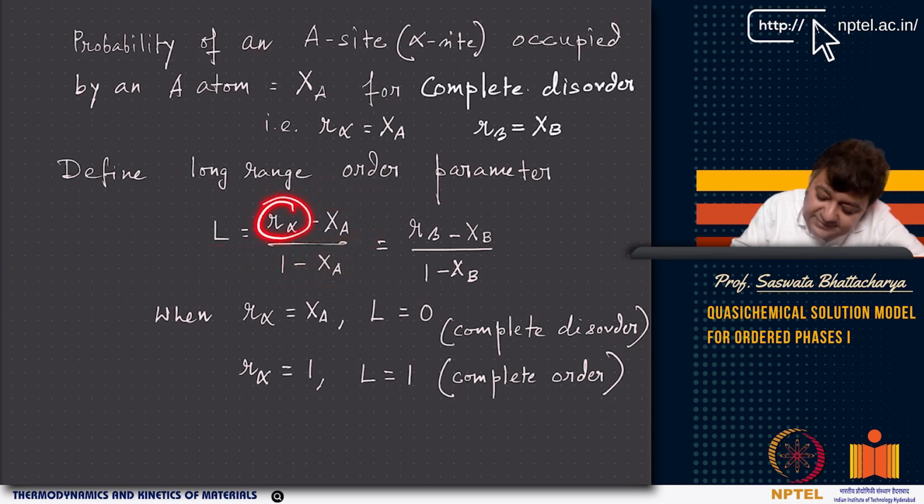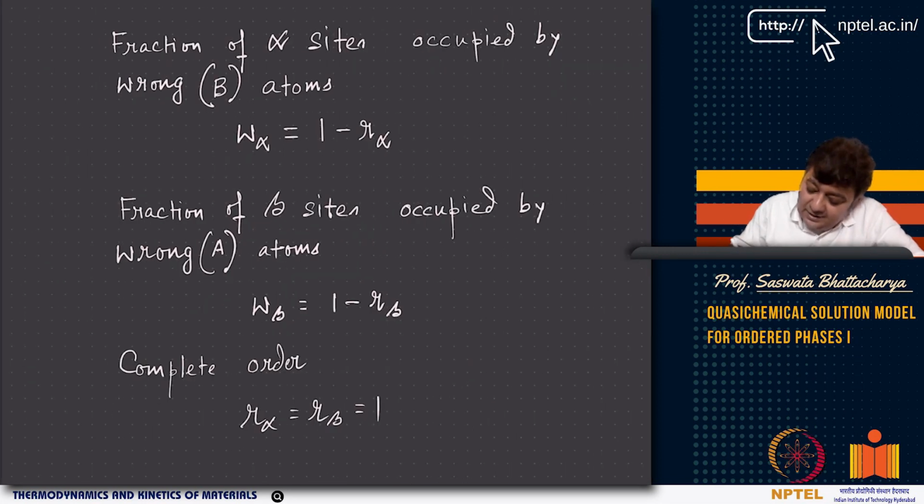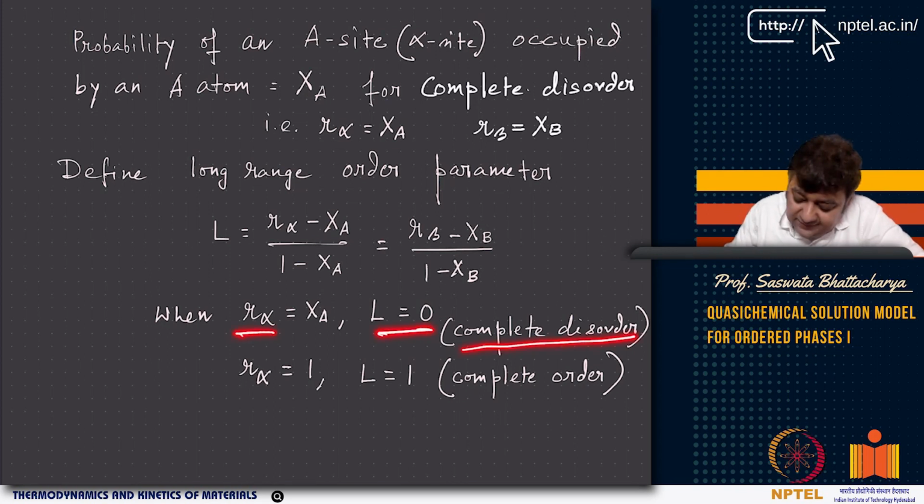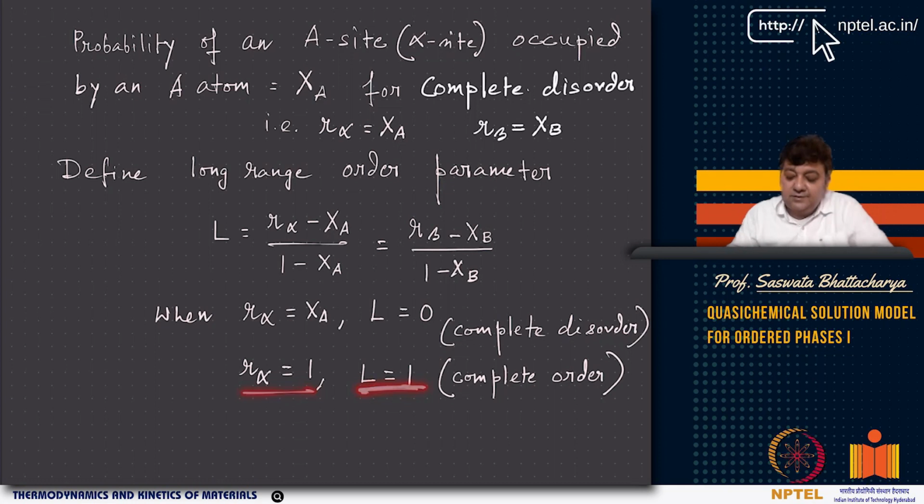So if R alpha is exactly equal to 1, right? R alpha equal to 1 means complete order. R beta equal to 1 means complete order. So if I put R beta equal to 1, so 1 minus XB by 1 minus XB, L equal to 1. So complete disorder is given by L equal to 0, where R alpha is equal to XA, and complete order is given by R alpha equal to 1, which gives you L equal to 1.